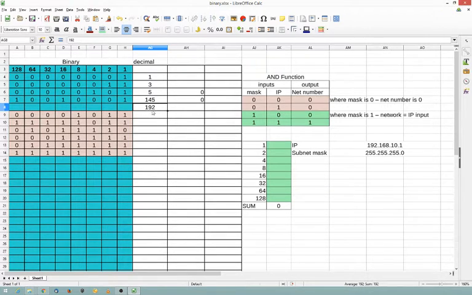192, let's look at that. So equals 192 minus 128 is the first one. So can 128 fit into 192? Yes, we said it can. So let's put a 1 there. So 128 fits into 192. The remainder is 64. So can 64 fit into 64? Yes, it can. And take the 64 off, and our remainder is 0.